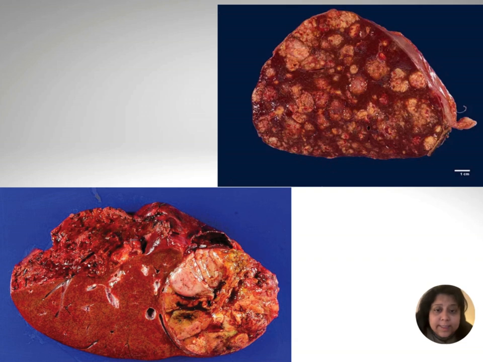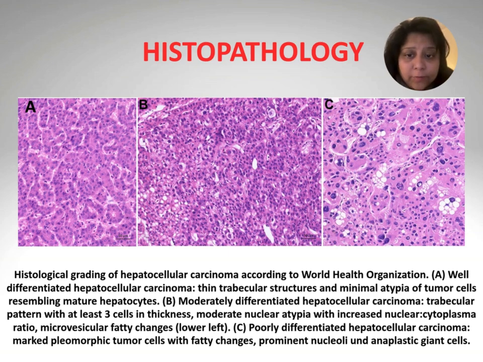As you can see in this image, I have shown the gross images of liver with hepatocellular carcinoma. In the upper image you can see multifocal hepatocellular carcinoma, and in the lower image you can encounter a solitary nodule of hepatocellular carcinoma. Here in this micrograph I have shown histological grading of hepatocellular carcinoma according to WHO.